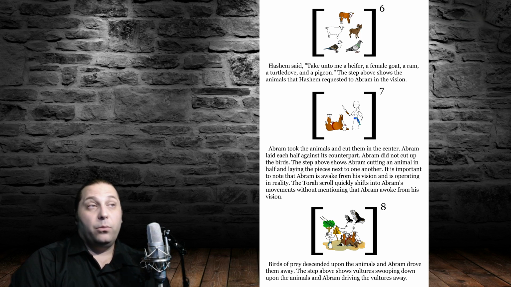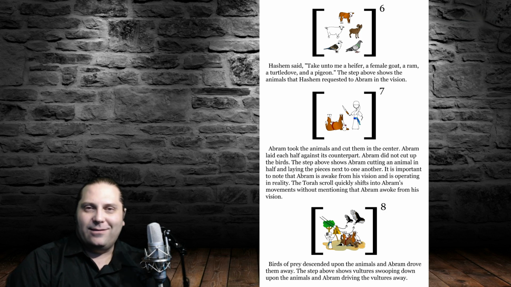Step 8. Birds of prey descended upon the animals, and Abram drove them away. The step above shows vultures swooping down upon the animals, and Abram driving the vultures away.